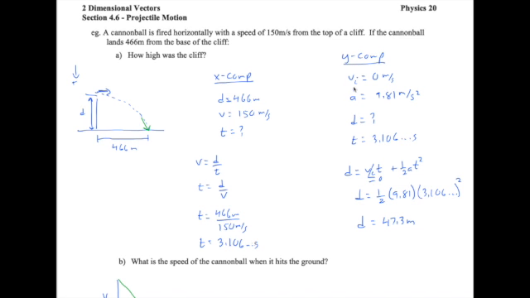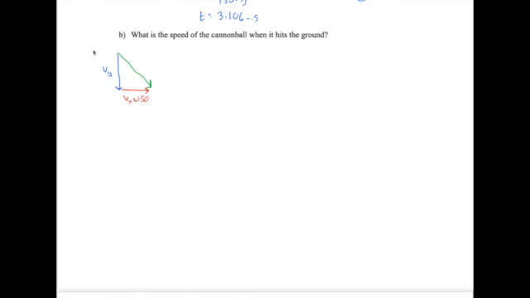Now we already have a few. We have the vi, we found the d and the t. And so what we can do is use the vf squared equation to solve for this final velocity. Now that will give us the vertical component, and we do still need to then combine the two to get the net velocity vector, because don't forget, this is the one we're actually looking for, basically the speed on impact, which is a combination of this horizontal and vertical one.